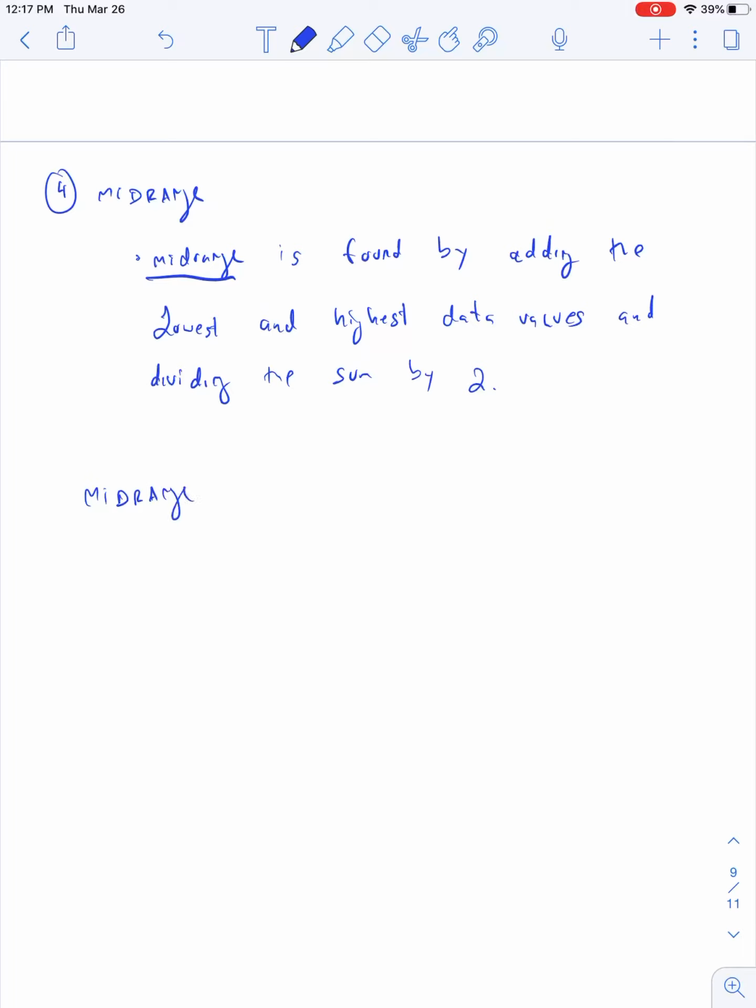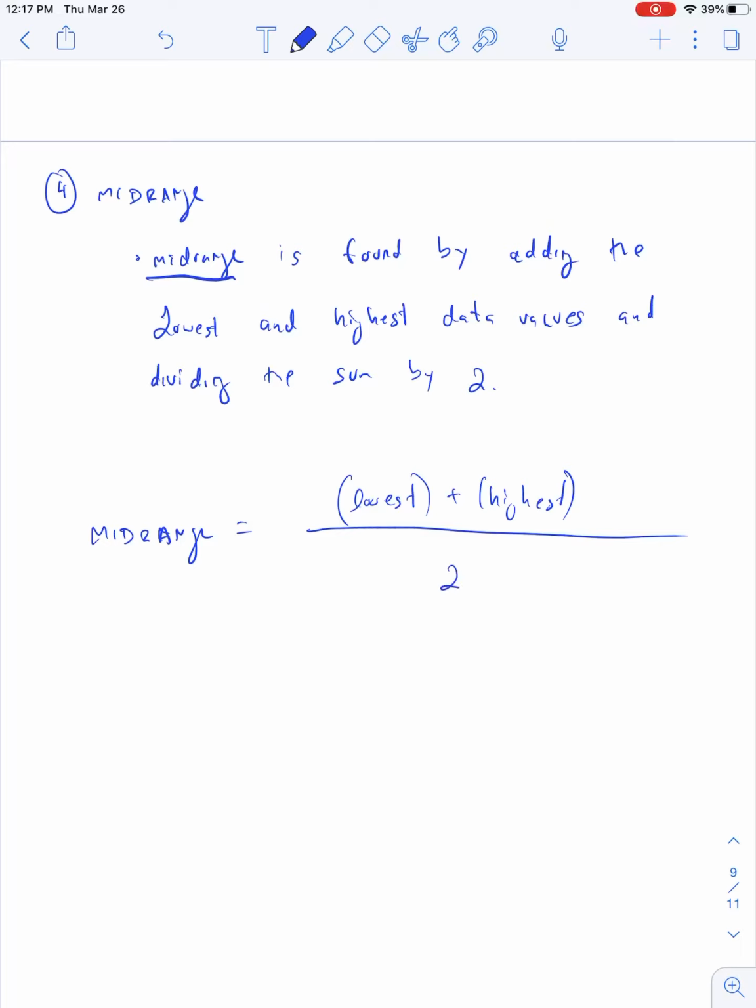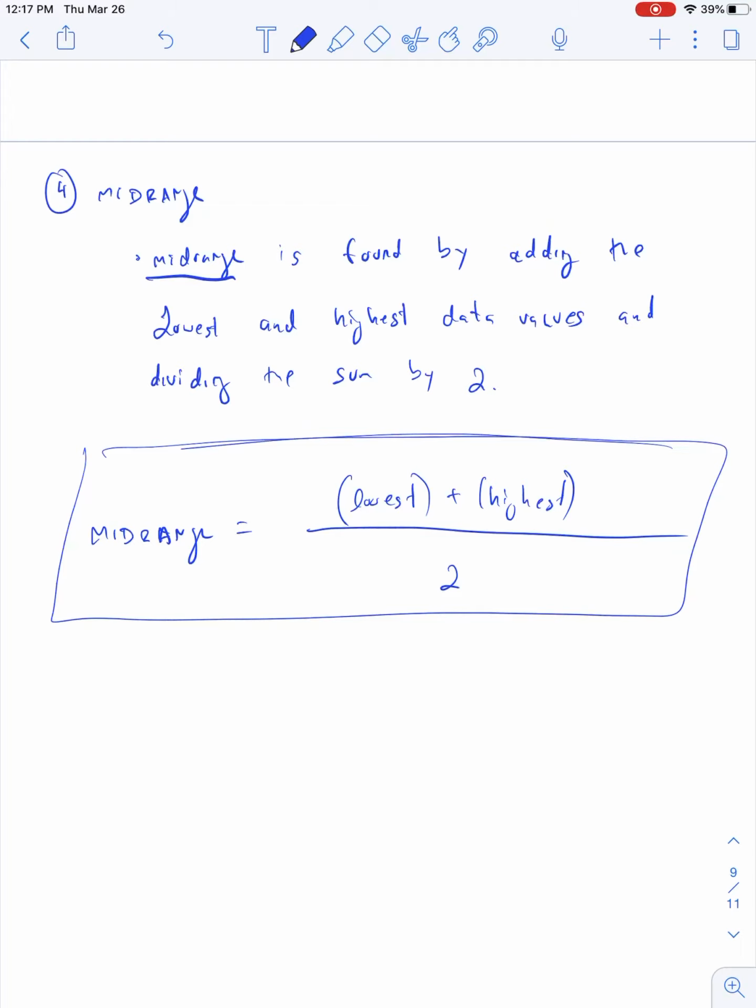Well, in other words, we can just say, all right, mid-range. I'm sorry, let me take that line off here. Let's start it over. Mid-range is lowest plus highest divided by 2. All right, this is how we find our mid-range.